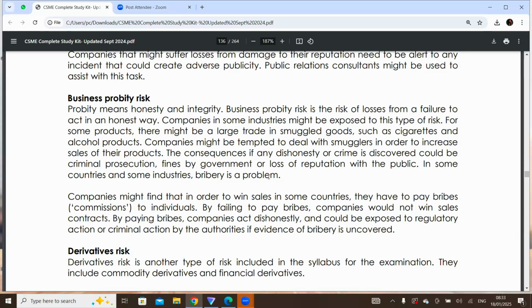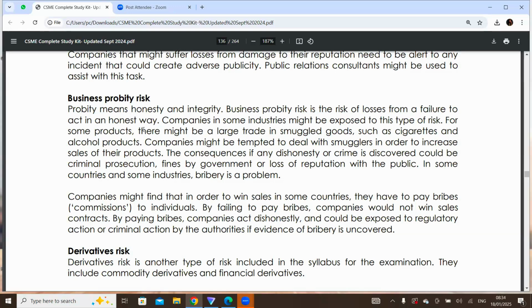Companies might find that in order to win sales in some countries, they have to pay bribes, that is, commission to individuals. By failing to pay bribes, companies would not win sales contracts. By paying bribes, companies act dishonestly and could be exposed to regulatory action or criminal action by the authorities if evidence of bribery is uncovered. So you can see business probity risk simply means honesty and integrity.